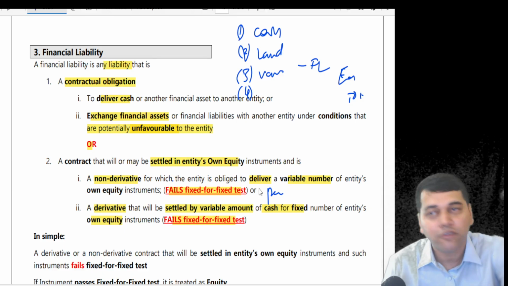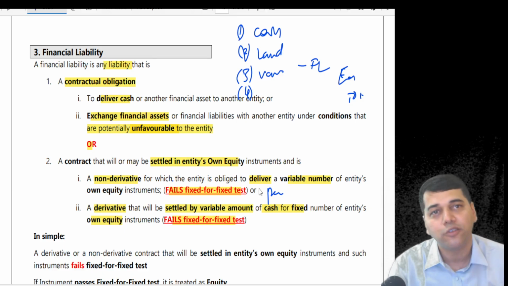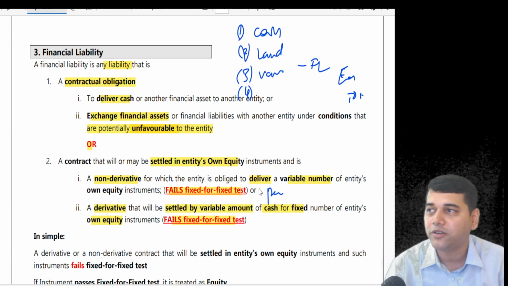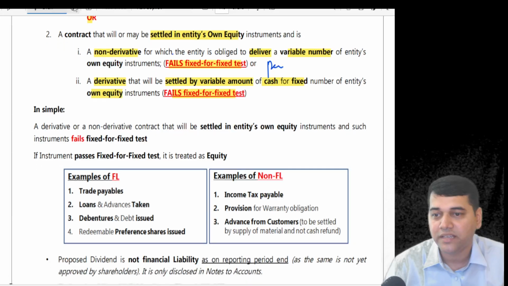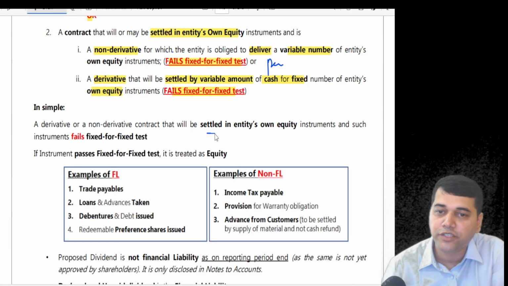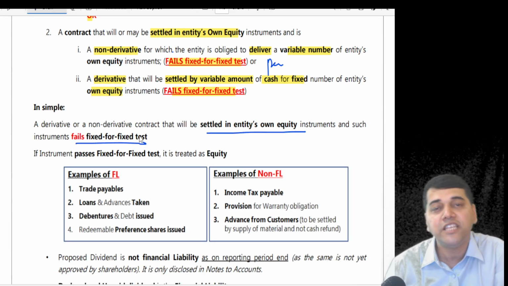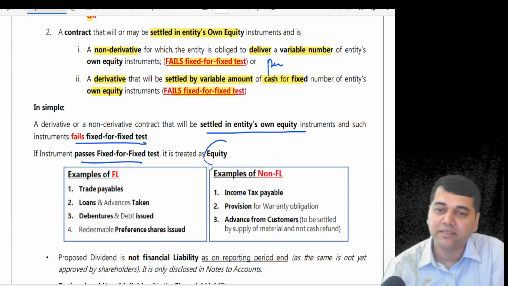Before you issue shares, you have got the money. How can you tell it is a loan? You don't have any obligation to pay, no? Follow? So this has failed. That's why, in simple terms, a derivative or a non-derivative which is settled in own equity shares, which fails the fixed-for-fixed test. If it passes, then it is an equity instrument.